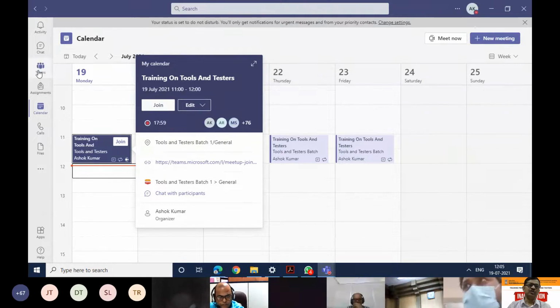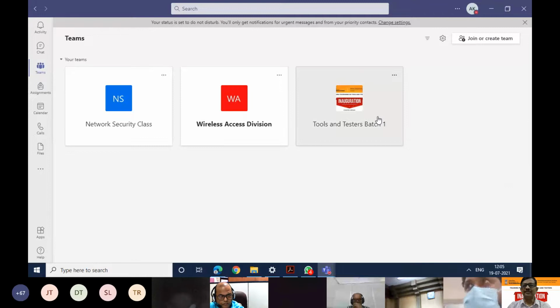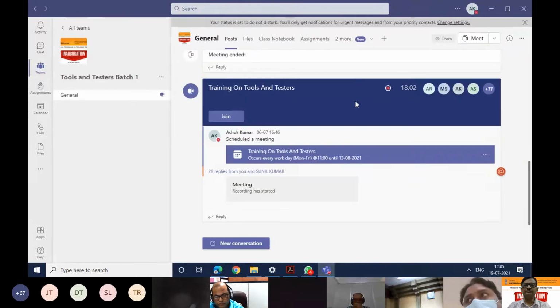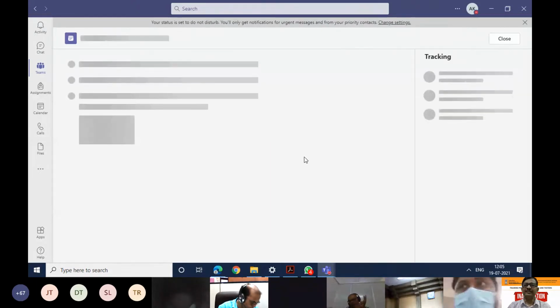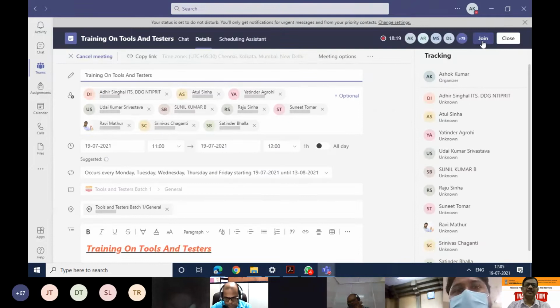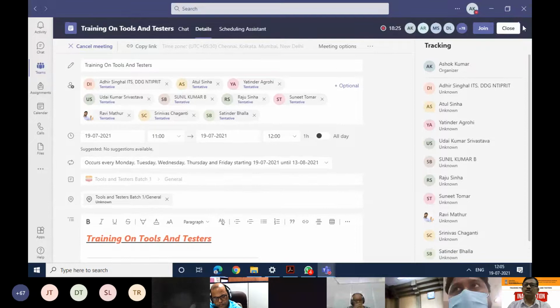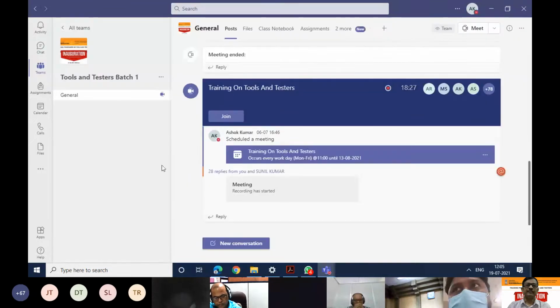The other way is that you go to the team and click Tools and Tester Batch 1. Here also, you have to look for the meeting where Ashok Kumar has scheduled a training on tools and tester. You have to click this and then join. If you click this, you'll get a joining option here, and then you have to join. That way you'll be able to join the meeting.